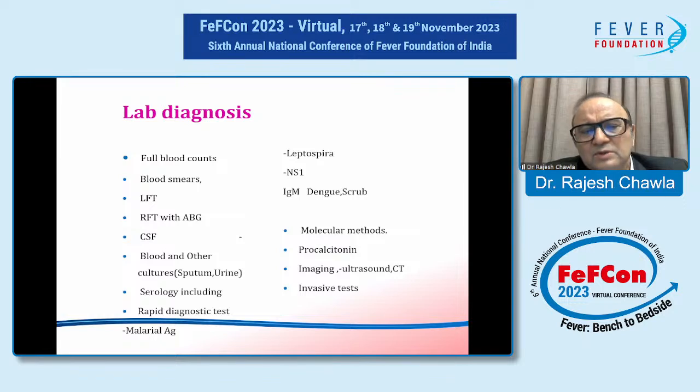Now, as I was saying, there are a large number of tests. So unless you take a history and examination, you can just keep on ordering. There are certain tests we always get: full blood count, blood smear, LFT, renal function test, CSF, and blood culture should always be sent. And then the rest of the tests will depend on your probable diagnosis. There are rapid diagnostic tests available for malaria, leptospira and dengue. Molecular tests are also available, but used judiciously because they're very expensive.